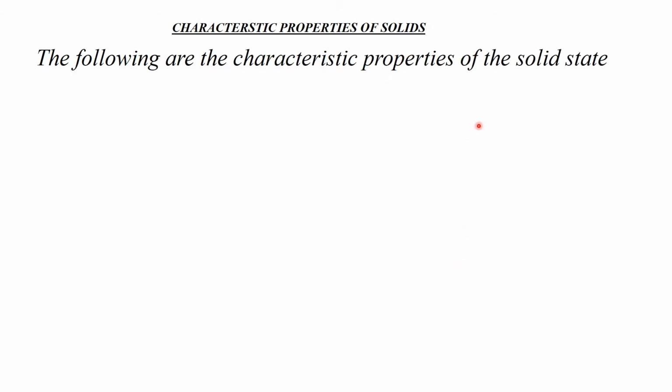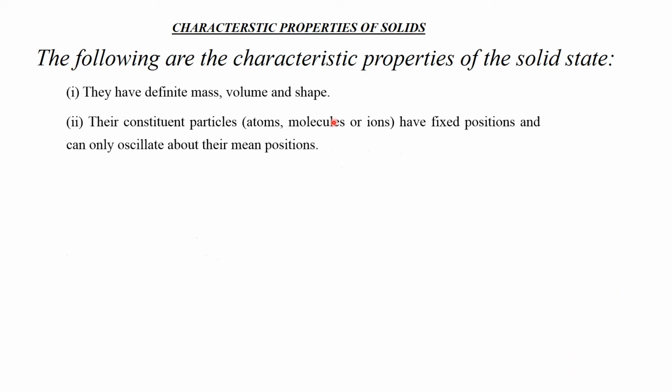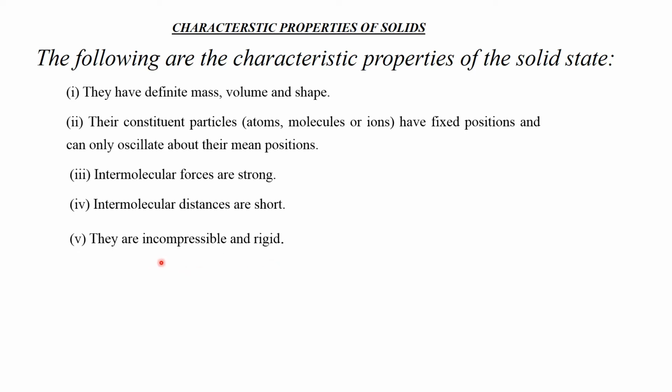Now, characteristic properties of solids. The following are the characteristic properties of the solid state. They have definite mass, volume and shape. Their constituent particles, atoms, molecules or ions, have fixed positions and can only oscillate about their mean positions. Intermolecular forces are strong. Intermolecular distances are short. They are incompressible and rigid.